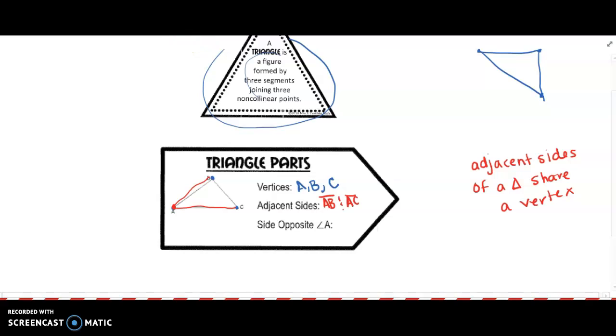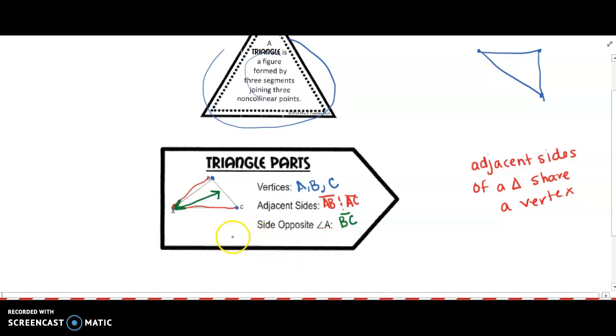Okay, so side opposite of angle A. All right, so now we're going to go find angle A is right here. We want the side opposite of this angle. So when we say opposite, we mean it does not touch this angle. So we're going to go through the triangle to get to the opposite side. So the opposite side would be BC.